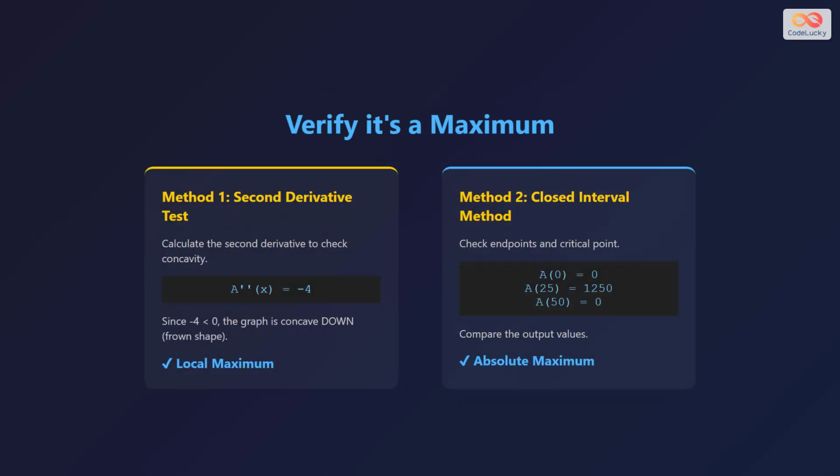We aren't done yet. We must verify that this point is actually a maximum and not a minimum. We can use the second derivative test. Since the second derivative is -4, the function is concave down, confirming a maximum. Alternatively, we can check the values at the endpoints of our domain. Comparing the values confirms that 25 gives us the absolute maximum area.